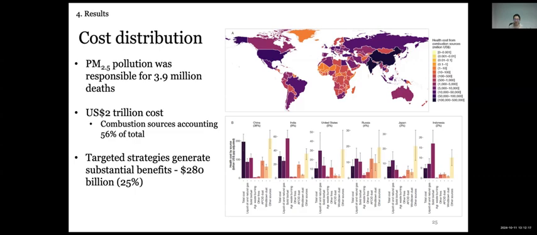So if we can implement targeted strategies, for example, phasing out coal in China, eliminating biofuel in India, and switching liquid oil and natural gas with renewables in the United States, altogether these 3 policy measures can generate $280 billion each year, which accounts for 25% of the total global health cost from combustion sources.